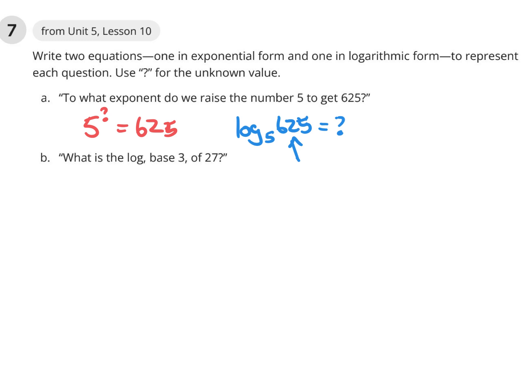Now, what is the log base 3? 3 to what power equals 27? And we say log base 3 of 27 equals what? So again, when going from exponentials to logs or logs to exponentials, move the exponent and the answer across the equal sign.